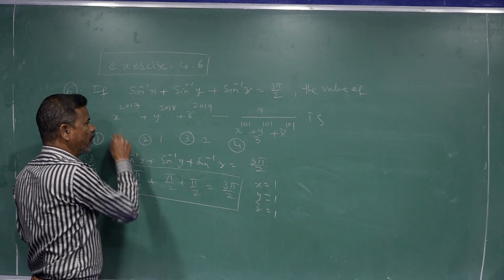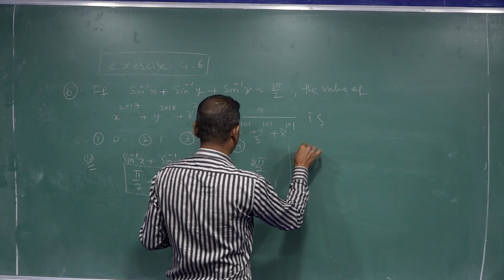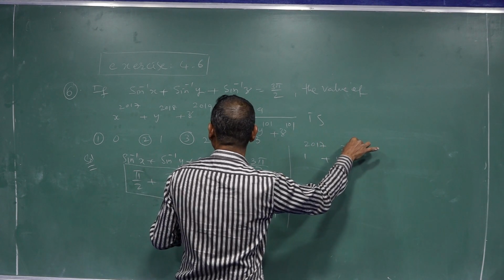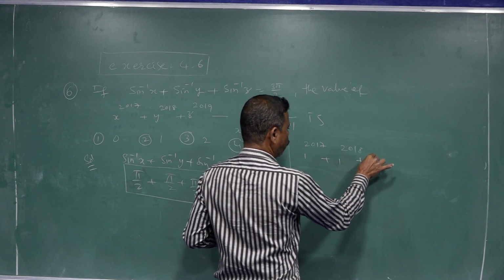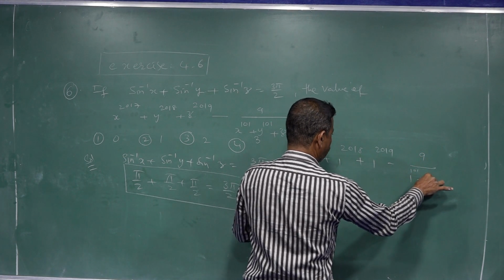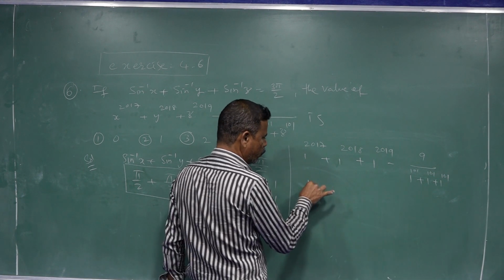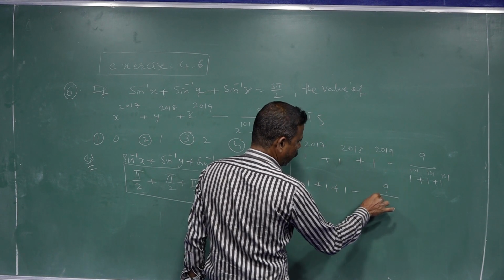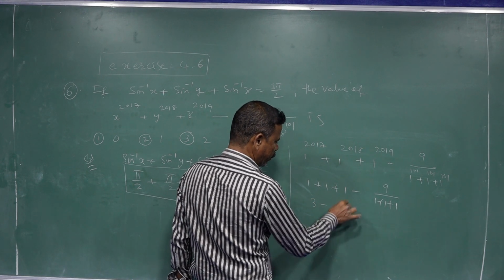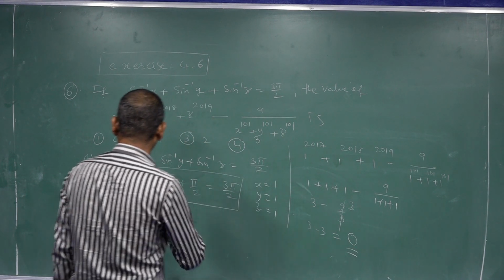We substitute here. That first value x power of 2017, 1 power of 2017, plus y power of 2018, plus this is 1, plus 1 power of 2019, minus 9 by 1 power of 101 plus 1 power of 101 plus 1 power of 101. So 1 power of something is 1, this 1, 1, 1, minus 9 by 1 plus 1 plus 1. So 3 minus 9 by 3. 3 is 3 minus 3 is equal to 0. 0 is the suitable answer.